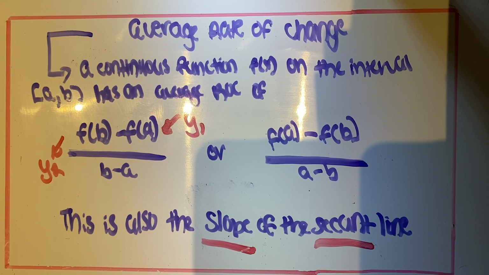The average rate of change can be defined as the following. The continuous function f of x on the interval [a, b] has an average rate of change of f of b minus f of a over b minus a, where f of b is equal to y2 and f of a is equal to y1, or f of a minus f of b over a minus b. This is also the slope of the secant line.